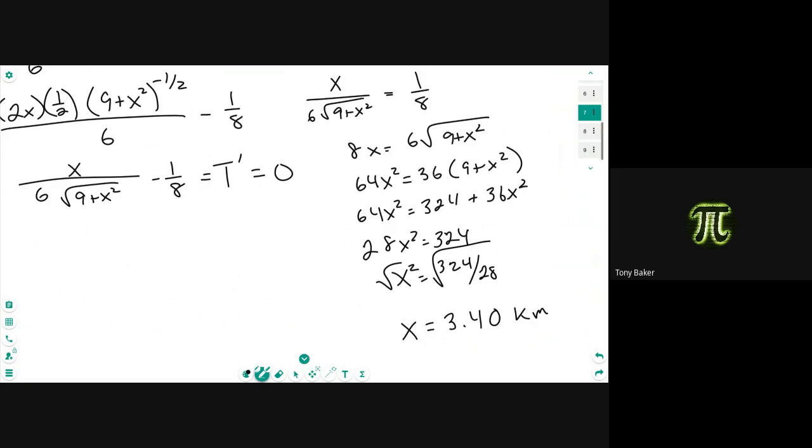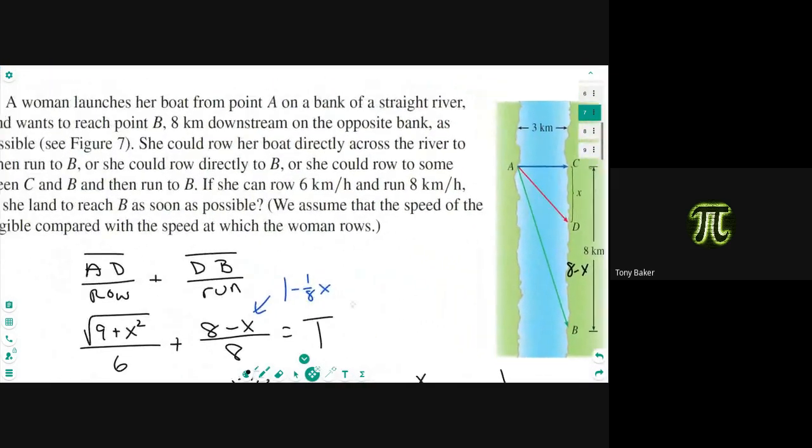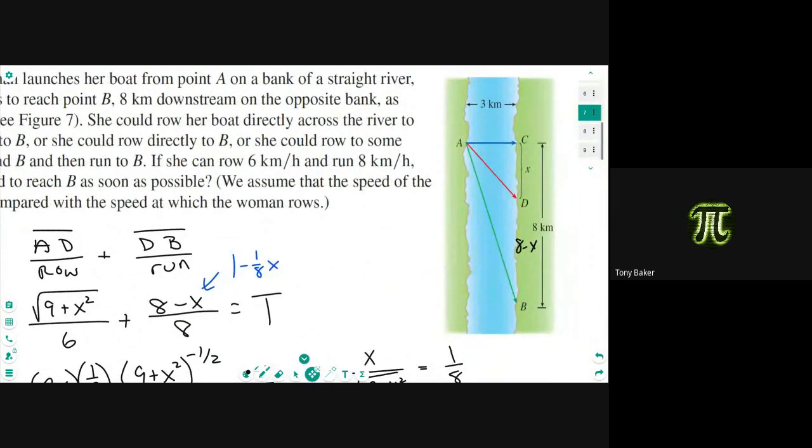Am I done? Did I find what I was looking for? All right, let's go back to the question. We were trying to figure out the fastest way for her to get there, right? So we figured out that that's 3.4. But we still need to figure out the time, because that's what we figured out for her going directly across and running or just going directly by rowing. So we need to figure out the time for this one.